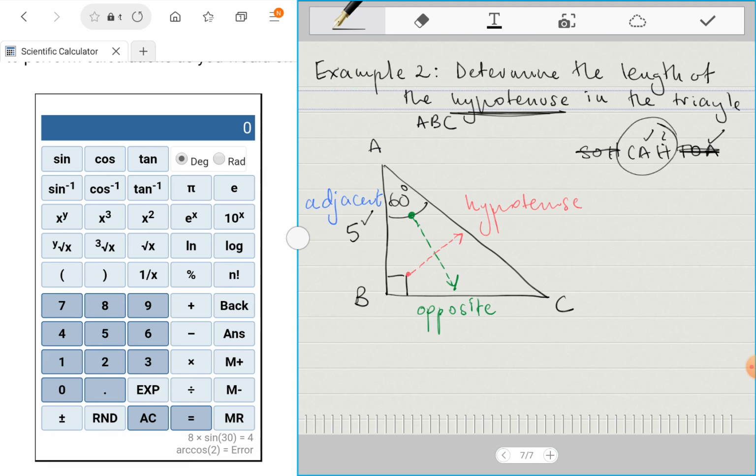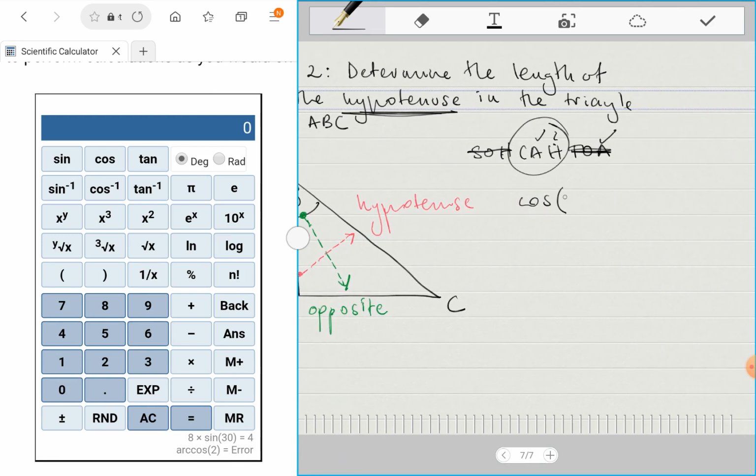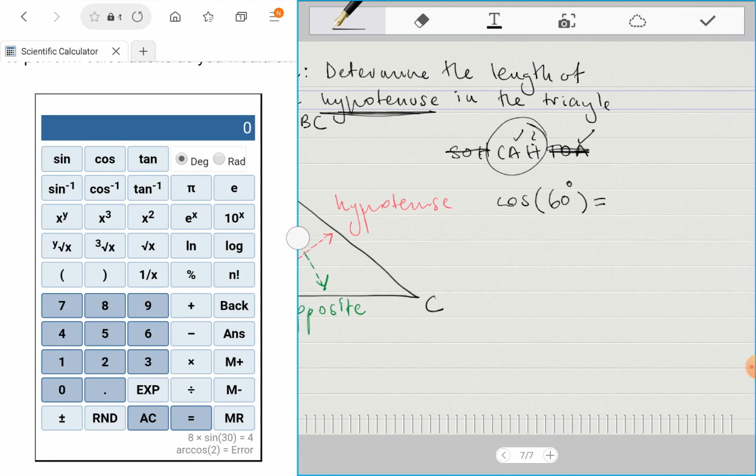All right, so if we start here and we say cos of the angle that we've been given, which is 60 degrees, equals to, we know that cos of any angle is the adjacent side divided by the hypotenuse side.